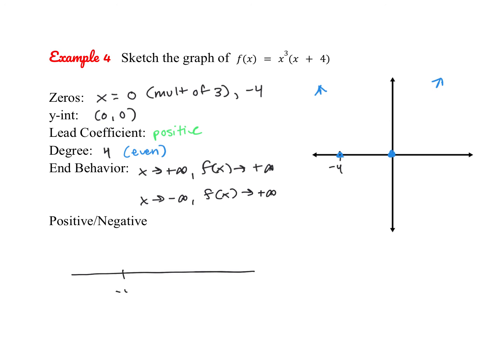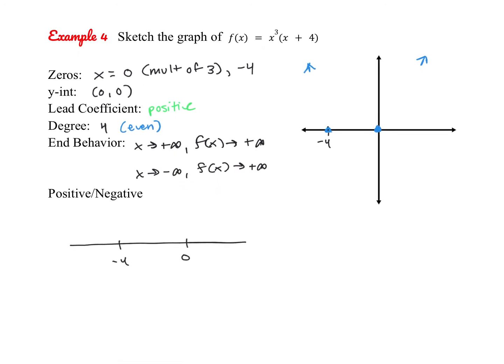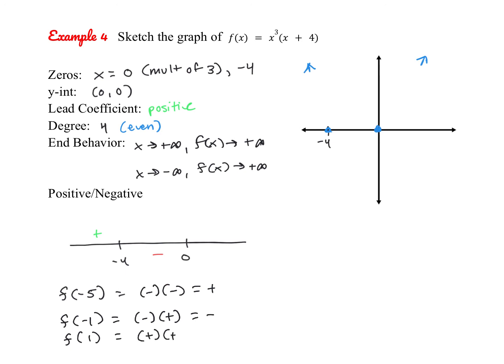So here is -4, here is 0. So if we do f of, let's do -5, if you cube a negative, it stays negative, and then this would also be negative, resulting in a positive. Let's pick -1 for this one. Again, if you cube a negative, it's negative, but this one will be positive, resulting in negative. And then here, let's do f of 1. So if you cube a positive, it stays positive. This will be positive, resulting in a positive.